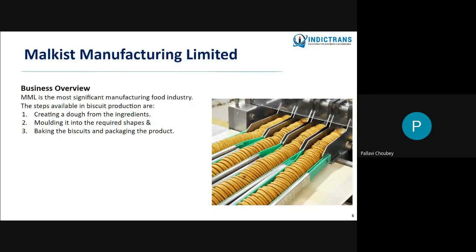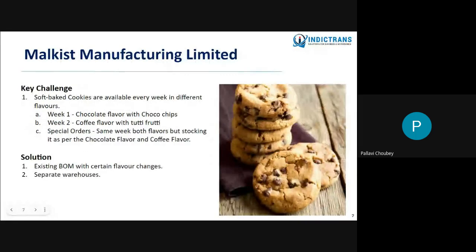Now, just to take an example of what it does, what are its key process? So, first of all, it tries to make a dough, then it tries to do a molding process on top of it, and then it does a baking on top of it. Now, what are the key challenges in this?